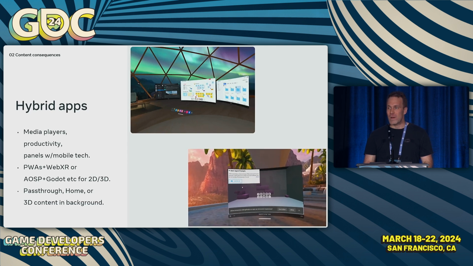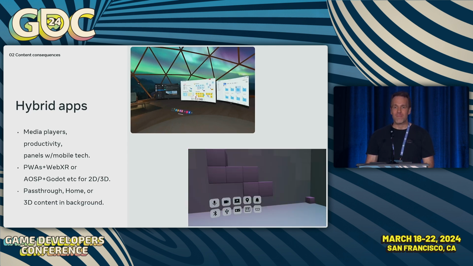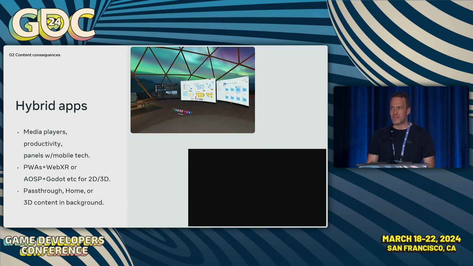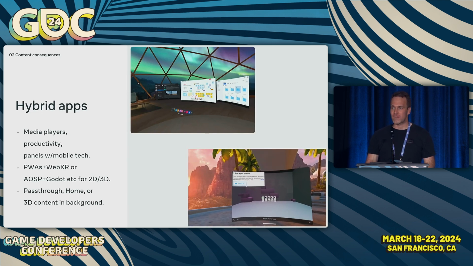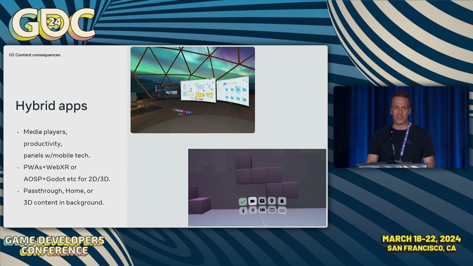So here's an example of a WebXR app. This is written in A-Frame, but it's able to toggle between a 2D and a 3D paradigm. And so you can use what VR is good at for that, but then also benefit from the traditional 2D paradigm.